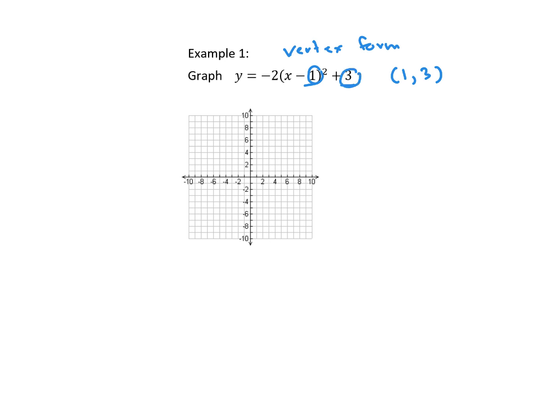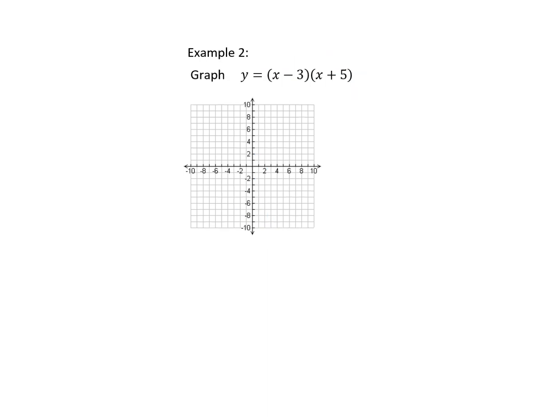So I could plot the vertex. 1, 3 is here. And then the -2 tells me that it's concave down, so it's going to open down. And the 2 tells me every time I go over 1, the y is going to change by 2. So if I go right 1, I'm going to go down 2. If I go left 1, I'm going to go down 2. And that's all I really need to sketch it. I know it's going to look something like that. So vertex form allows me to sketch it by locating the vertex and then deciding whether it's concave up or down and looking at the stretch.